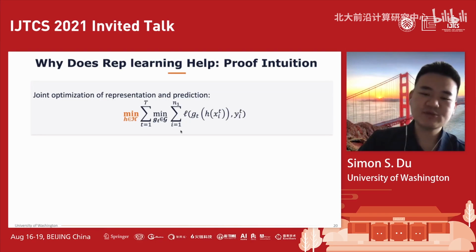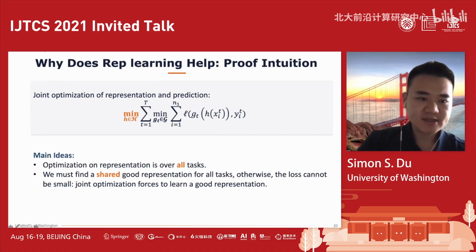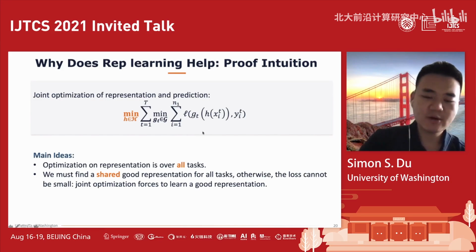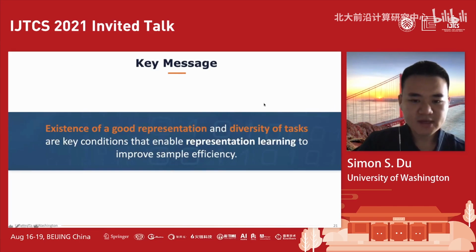The really fundamental reason is this bi-level optimization, that you are jointly minimizing both the representation and its predictors. The main idea is that the optimization of representation is over all the tasks. So you do need to find a good shared representation for all tasks. Otherwise, the loss cannot be small. And we assume there exists one, so you can find one through this optimization problem. So this is basically the key message of this talk.